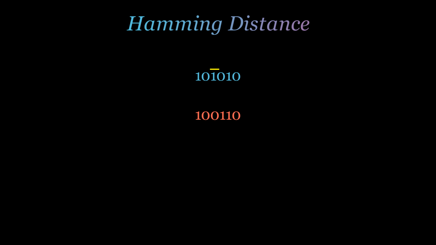To compute the Hamming distance, we compare the two strings position by position. We count the number of positions where the corresponding bits are different. In this example, the two strings differ at 2 positions. Therefore, the Hamming distance between them is 2.